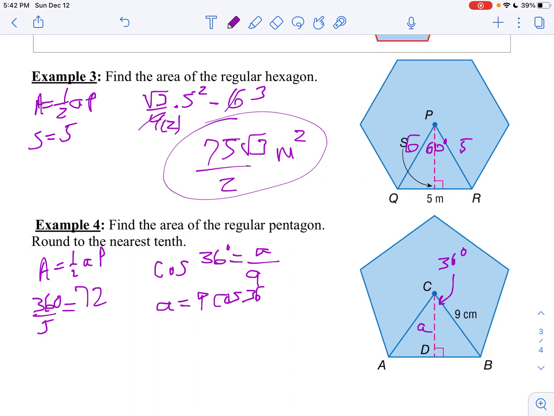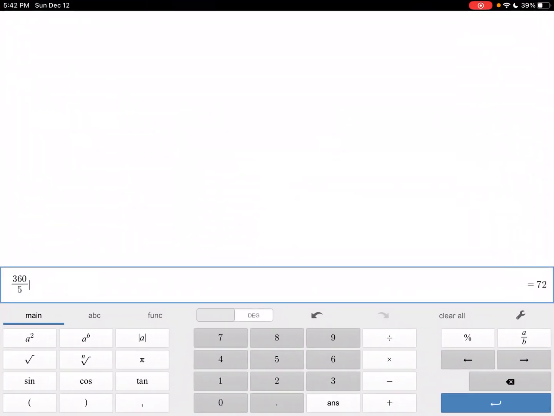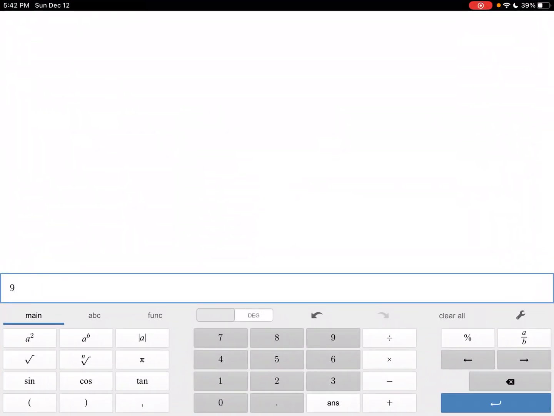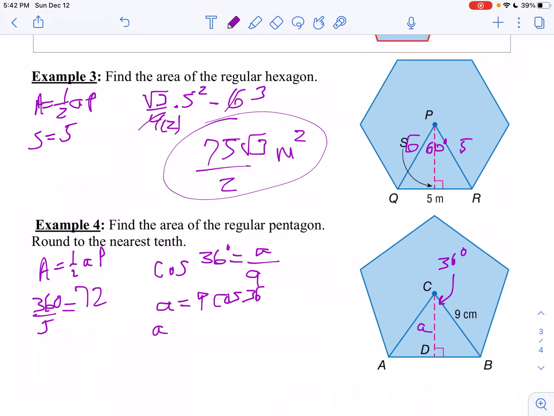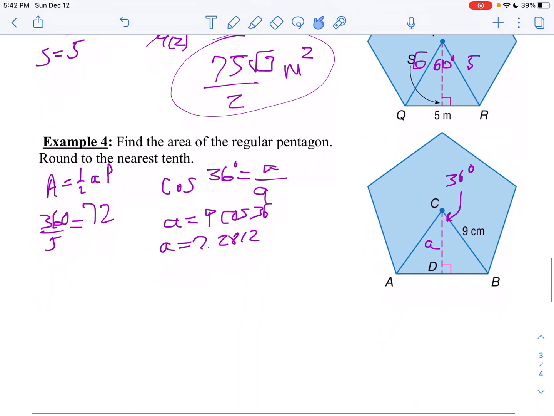Which, if I use my calculator, I'll take 9 times the cosine of 36. And I get 7.2812. So A is 7.2812, about. Now I want to find my side length. But I'm not really going to find the side length because I'm using just my right triangle here. So what I'm going to do is find half of my side length. I'm going to call this x.